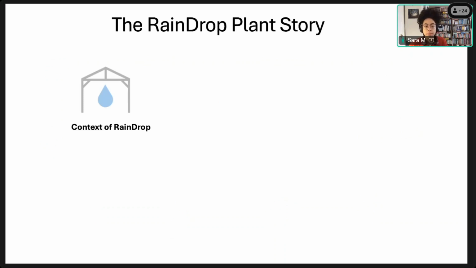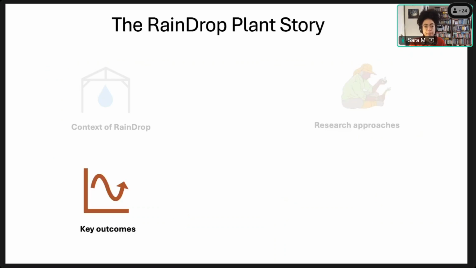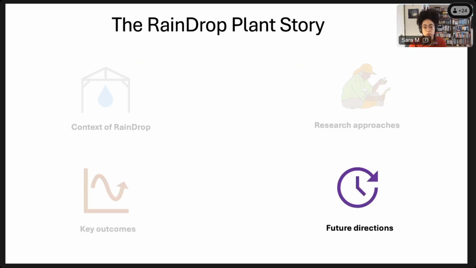So, the RainDrop plant story. I've organized my talk into four-ish parts, and I'll be using these symbols throughout. First, the context of RainDrop: I'll give a little bit about the history of the site and key features. Then I'll talk about some of the research approaches that I carried out during my PhD. And I'll share some highlights and key results of the research, and also think about future directions and potential avenues to look at in the future.